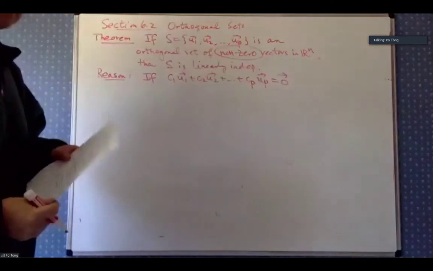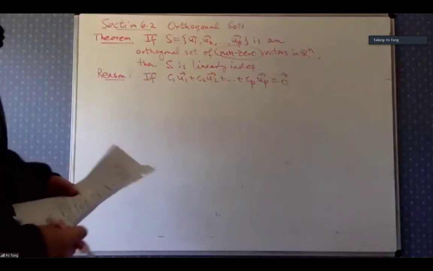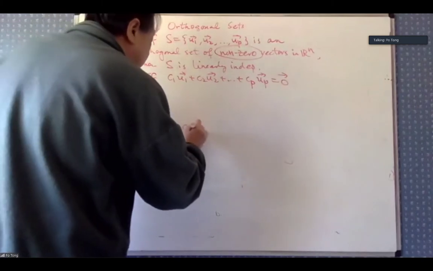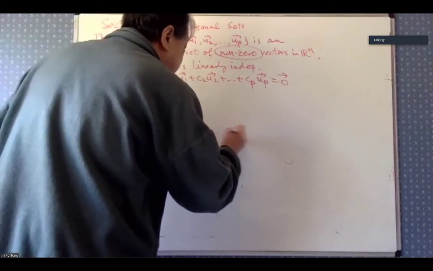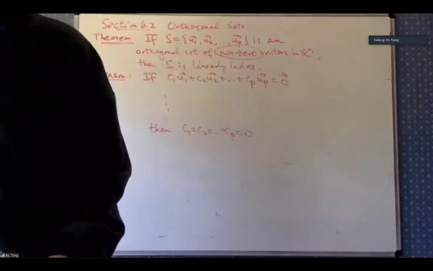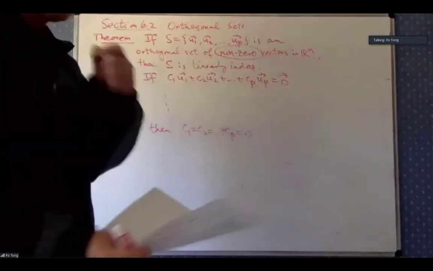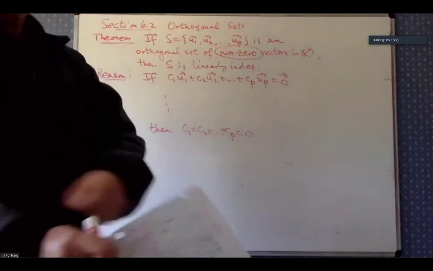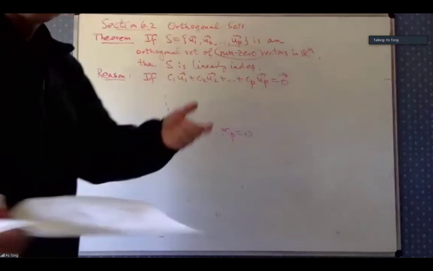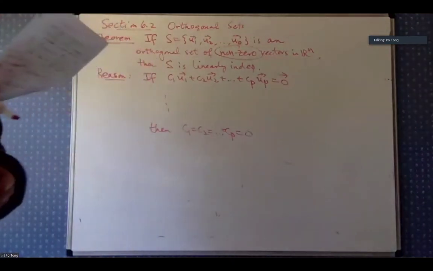Now, to show linear independence means that if you take a linear combination and it's equal to the zero vector, we want to do a bunch of stuff and conclude that all these coefficients have to be equal to zero. That means the only linear combination that gives you the zero vector is the trivial linear combination. That means there's no non-trivial linear combination which gives you zero. That is the definition of linear independence. So we have to fill in all this stuff in between. Okay?